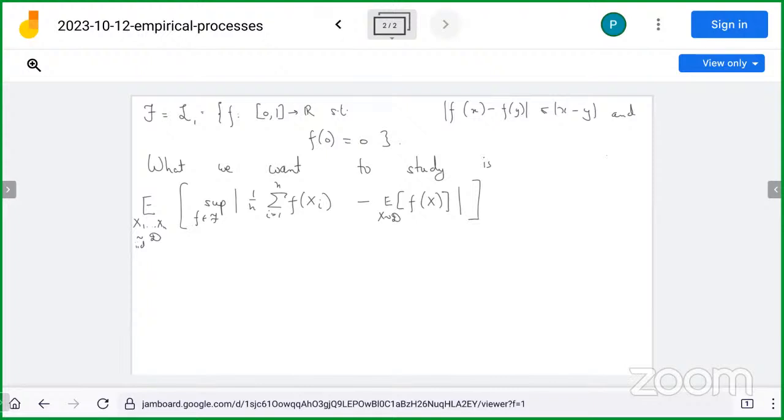This is called the idea of uniform convergence. It's uniform in the sense that you need it uniformly over all functions. Everything should be small.